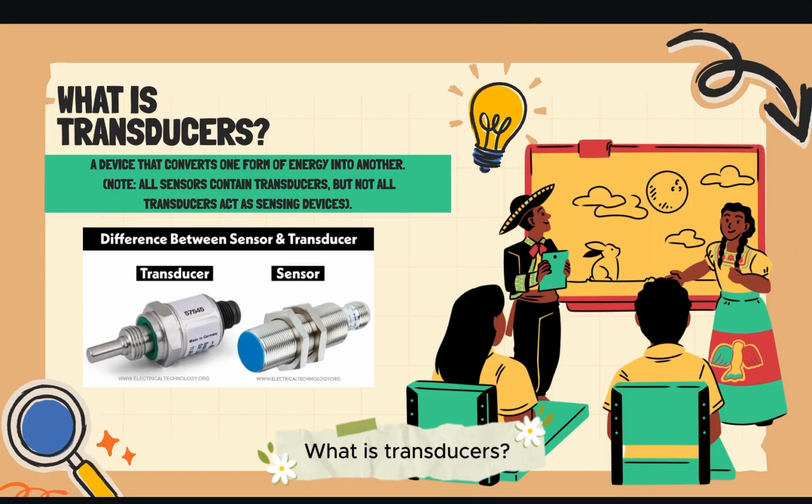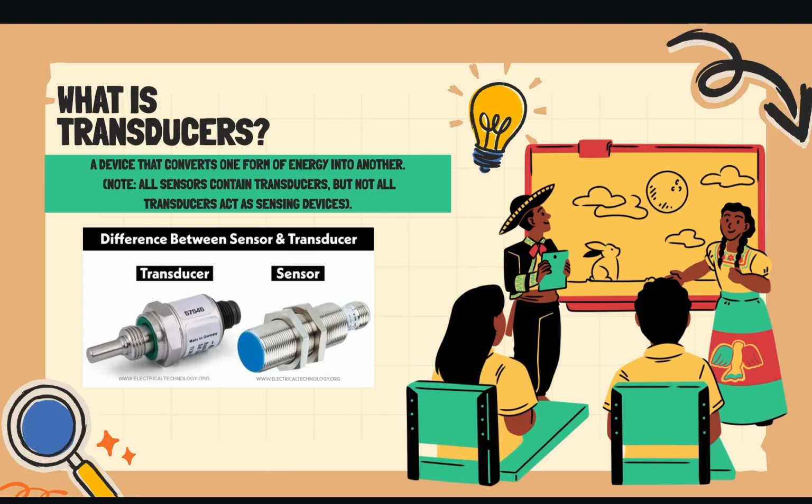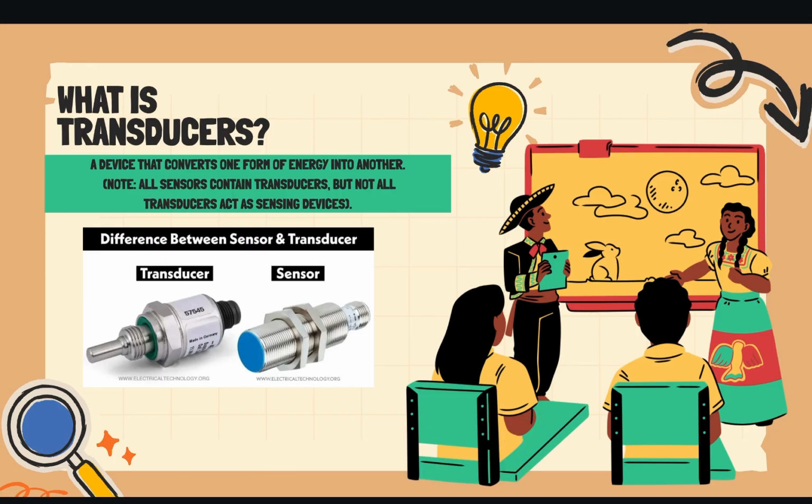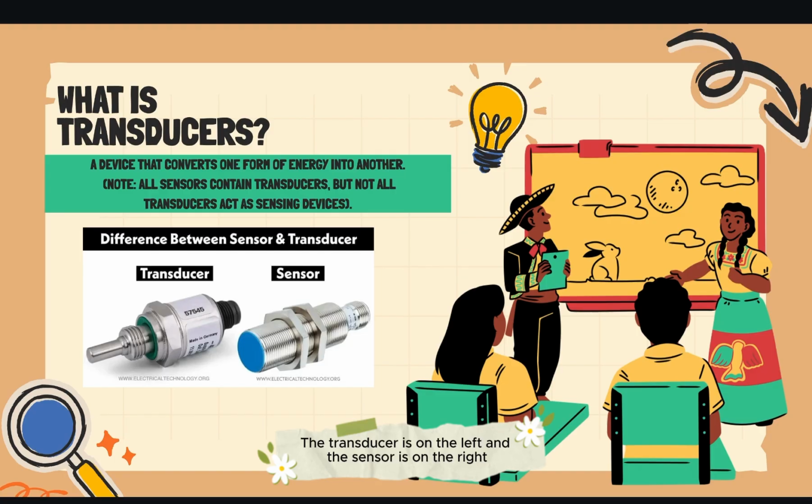What is a transducer? A transducer is a device that converts one form of energy into another. Okay, take a note guys. All sensors contain a transducer, but not all transducers act as sensing devices. Here I already provide you a picture that shows the difference between a sensor and a transducer in real life. The transducer is on the left and the sensor is on the right.